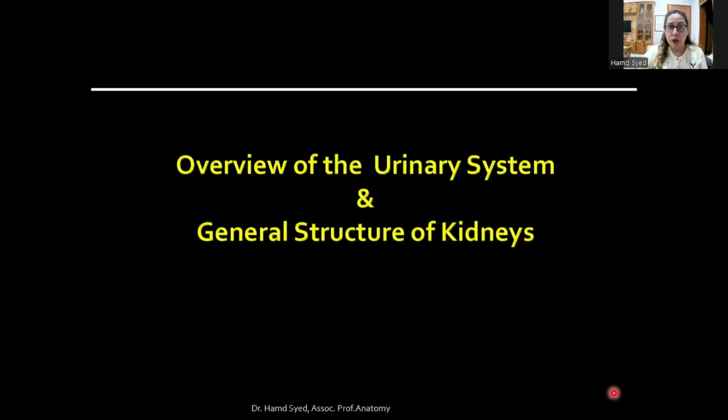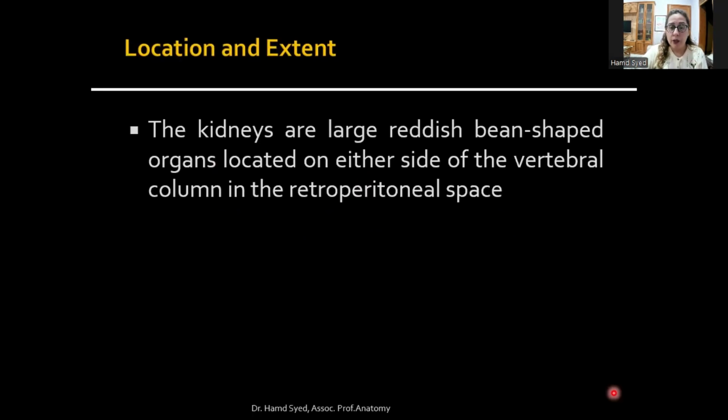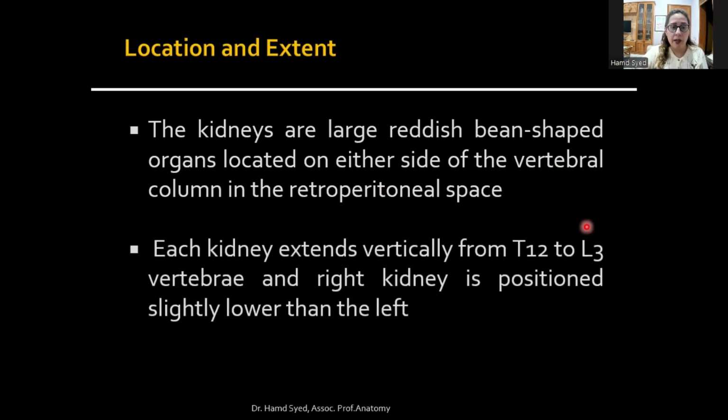Let's take an overview of the urinary system and the general structure of the kidneys. Well, regarding the location and the extent, you should know that the kidneys are large, reddish bean-shaped organs which are present on either side of the vertebral column in the retroperitoneal space. This means only the anterior aspect of the kidneys is covered by peritoneum. And each kidney extends vertically from the level of the 12th thoracic vertebra to the 3rd lumbar vertebra. And the right kidney is positioned slightly lower than the left.